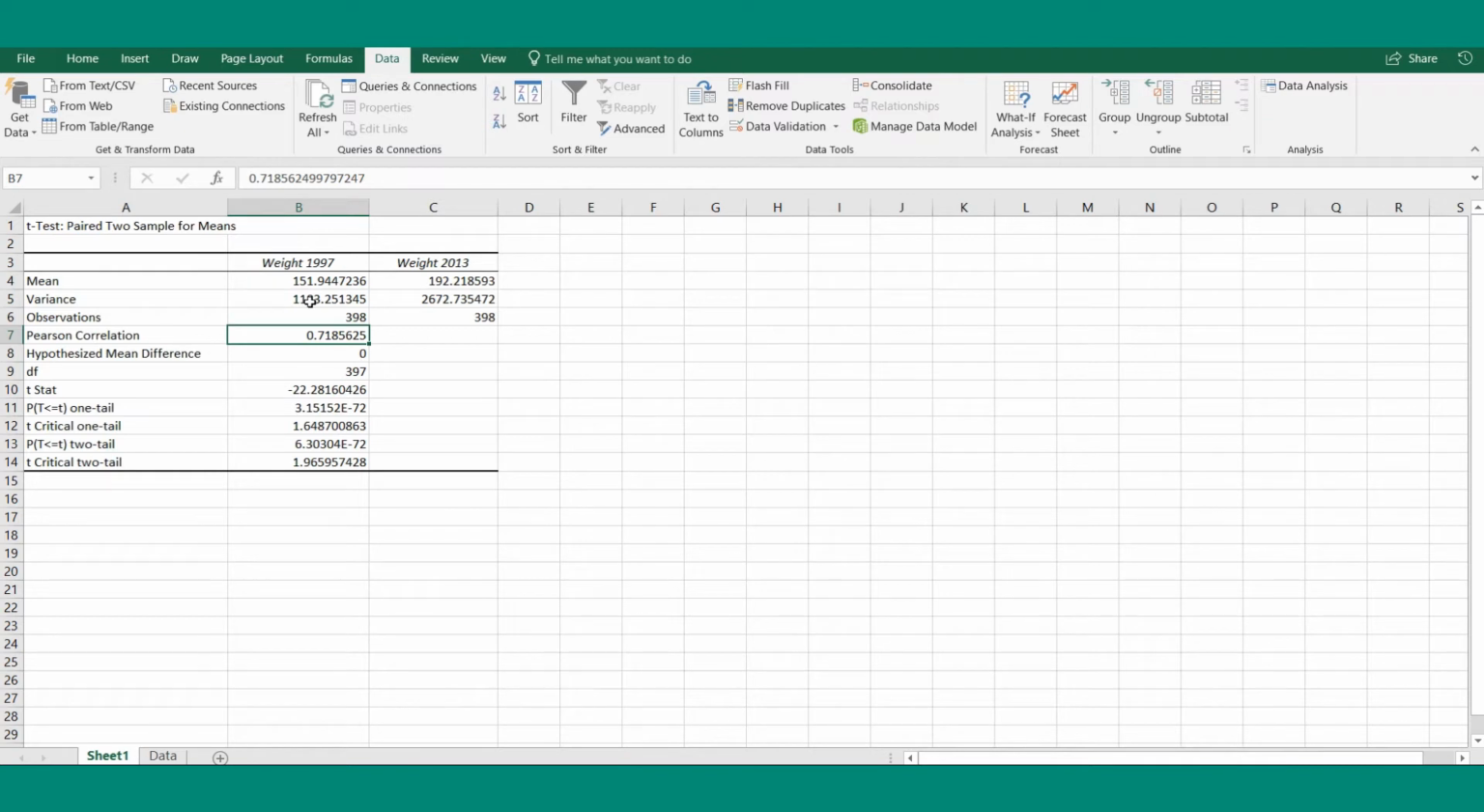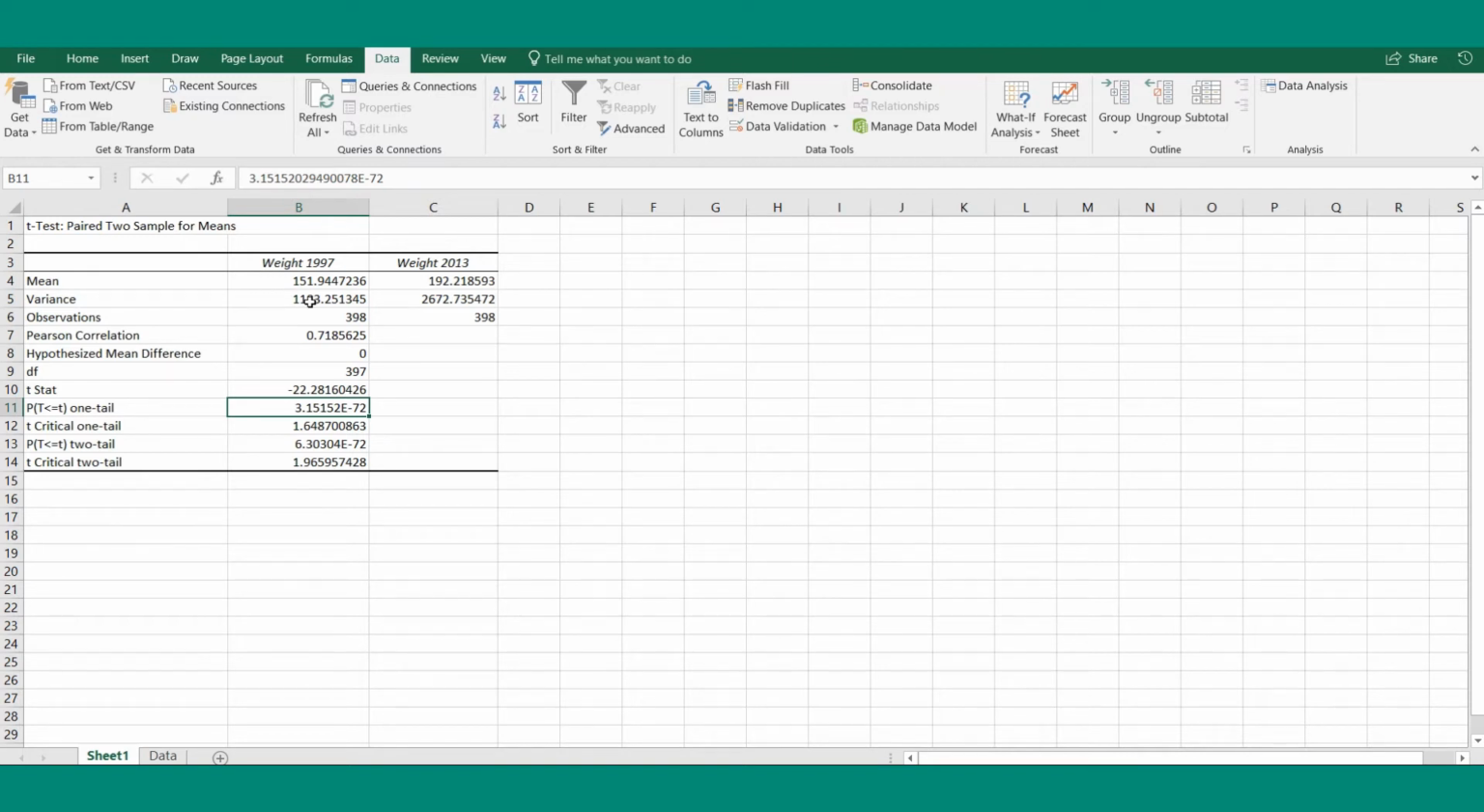Then we have the Pearson correlation, which we can do for a dependent t-test because they're paired by person in this example. Then our hypothesized mean difference, which is the number in the null. Our degrees of freedom, which is the number of people minus 1. We have our t-statistic. And then we have our p-value for a one-tailed test. And because it's e to the negative 72, it's basically 0.